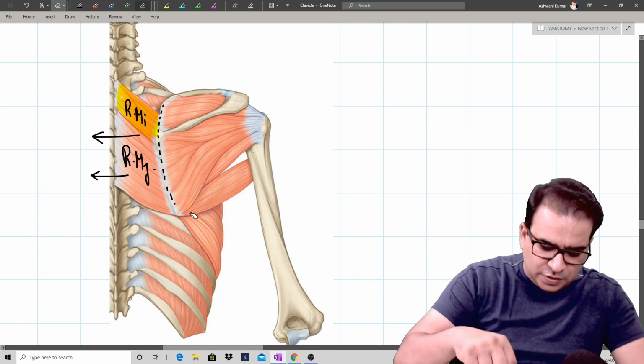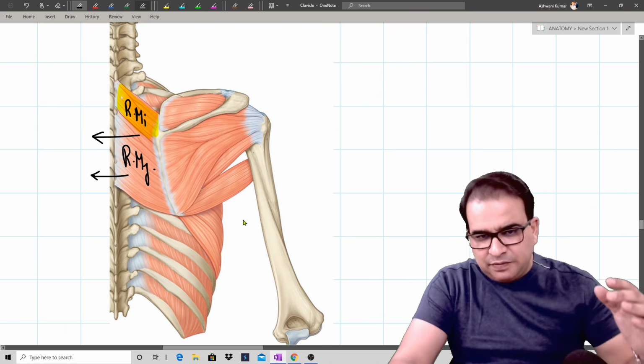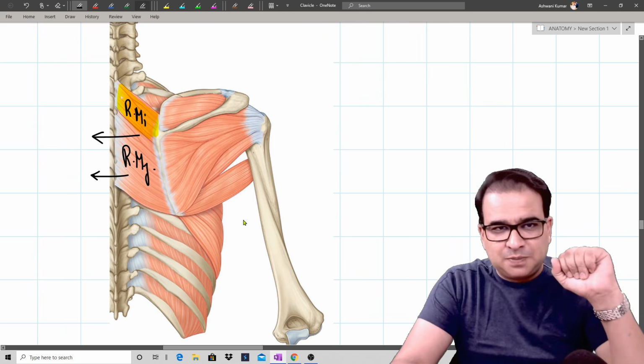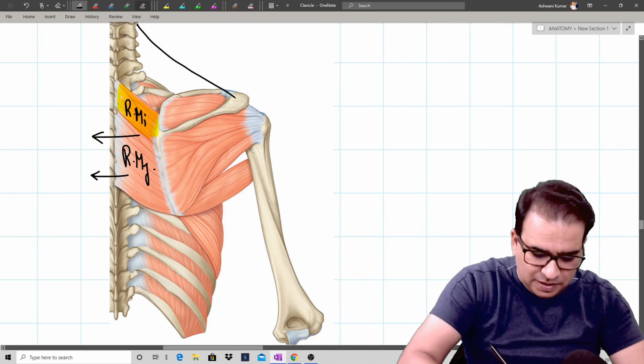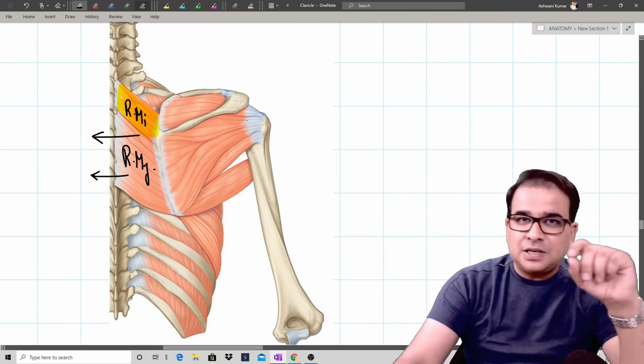Another important feature which I wanted you to understand in this picture only: see the muscle which will be covering it all, that is the trapezius muscle. The trapezius muscle will be something like this. It will be running in this manner. So that is covering everything here. Trapezius is supplied by what nerve?